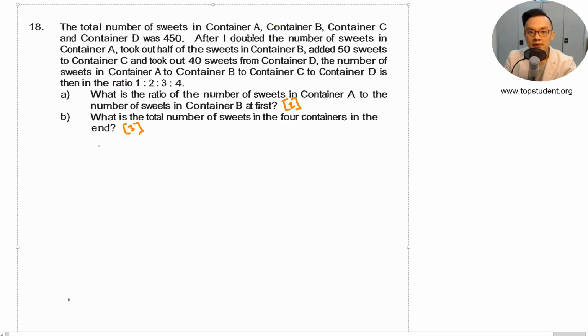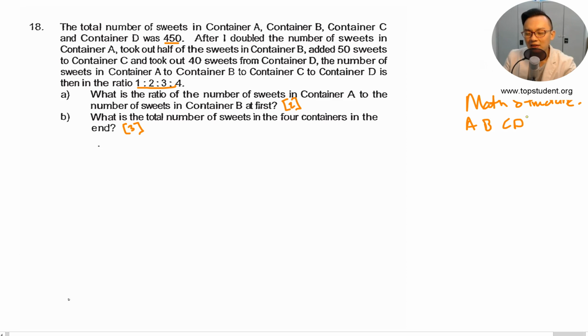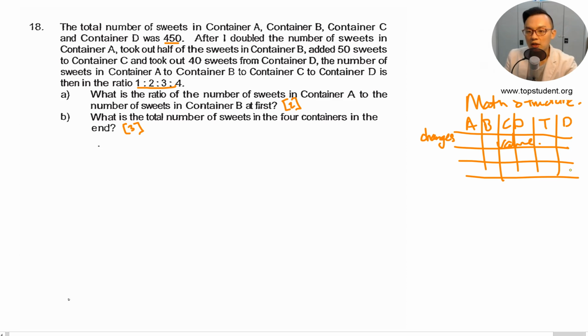Total number of sweets in A, B, C, and D was 450. After I doubled the sweets in A, the number ratio becomes this. What's the ratio? When you see this kind of question, it's very important to do what I call the mathematical structure. That just means there's A, B, C, D, or whoever the names of the people are, the total, the difference, and the changes over here, and the values over here.